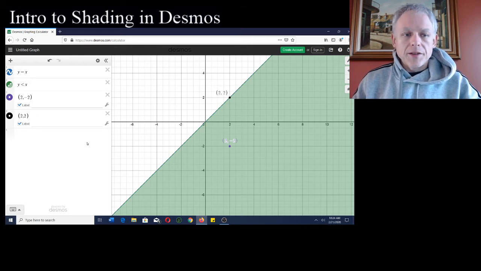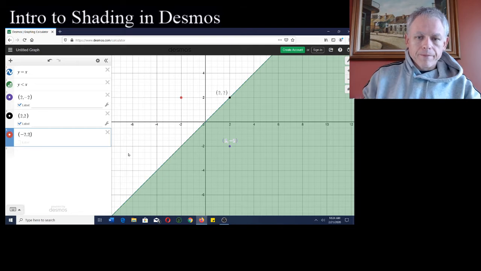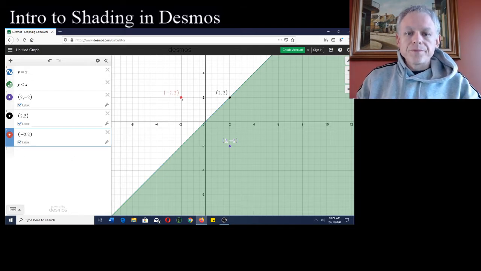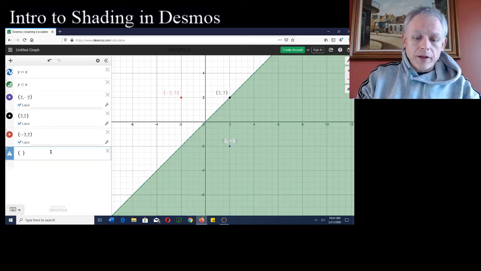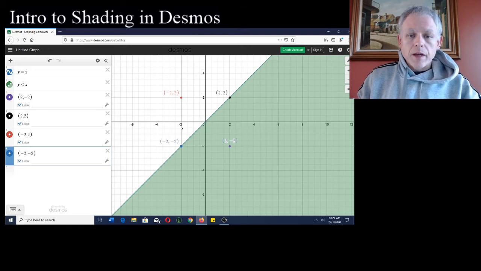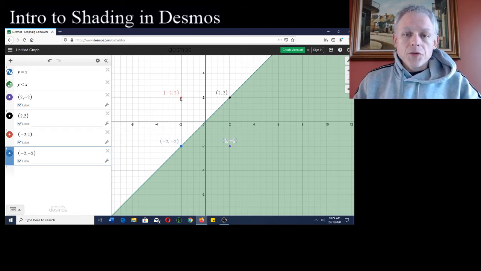But let's say we wanted to look at something else, like minus 2, 2. So there's the point minus 2, 2. The red point, minus 2, 2, is not in the shaded region. If you were to plug in x equal to minus 2, you would get y less than minus 2, which is down here. Since the y coordinate of this red point is bigger than minus 2, it's above the line. And so this red point, minus 2, 2, is not in the solution, and it's in the part that's not shaded green.